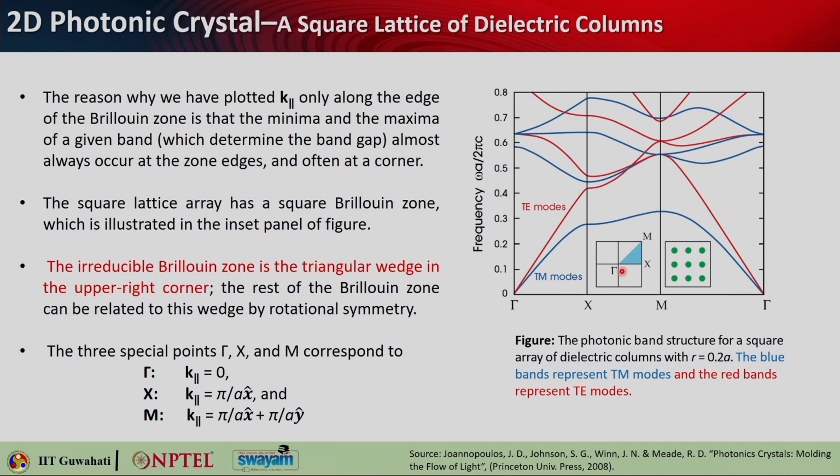Now, when we take these 3 points gamma, X and M, they correspond to particular information. Gamma tells you k parallel equals 0, the center point. X corresponds to k parallel equals pi by a x cap. And obviously M will be pi by a x cap plus pi by a y cap, and that is how you can go to this vector. So these are the 3 important directions marked by these 3 important points.